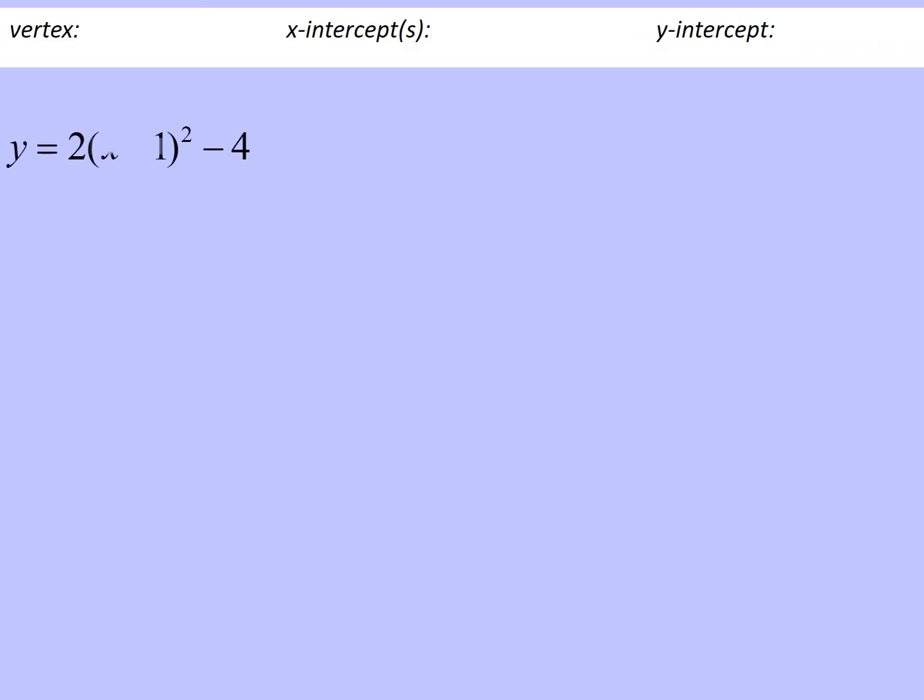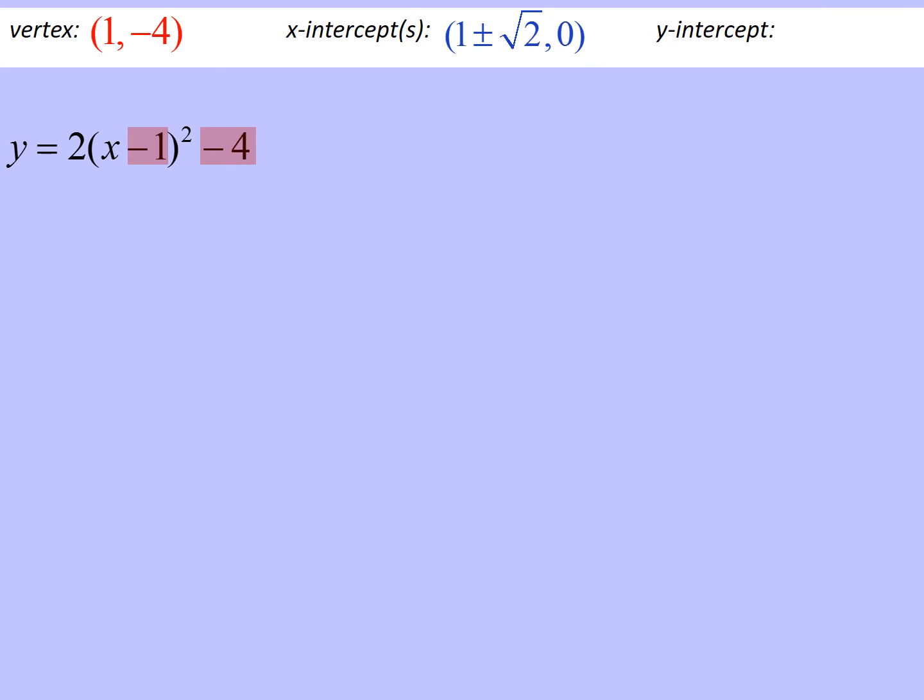Let's talk about the vertex. Now that we have it in vertex form, what's the vertex? Okay, so this is our h and this is our k. The opposite of your h. So it's 1 comma negative 4. That's the vertex.